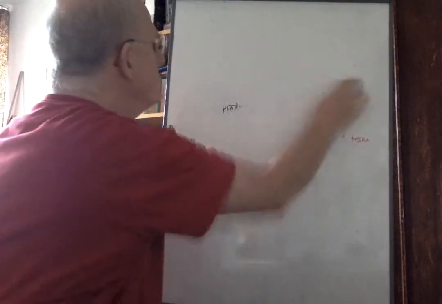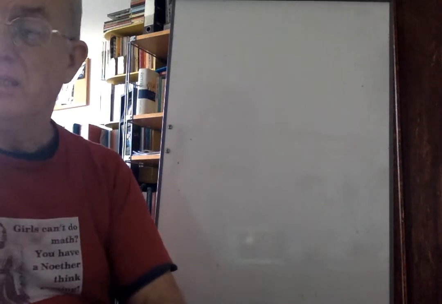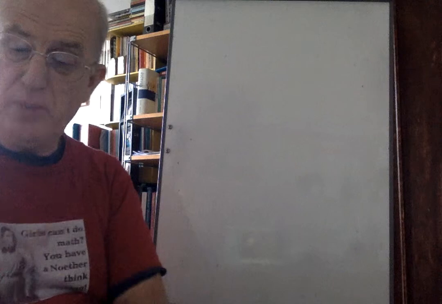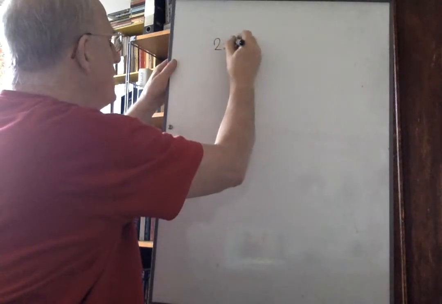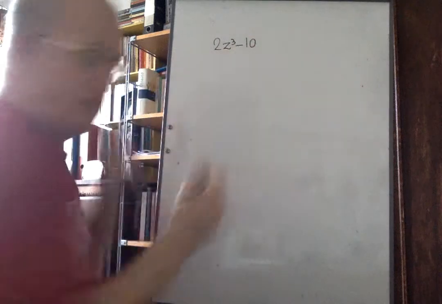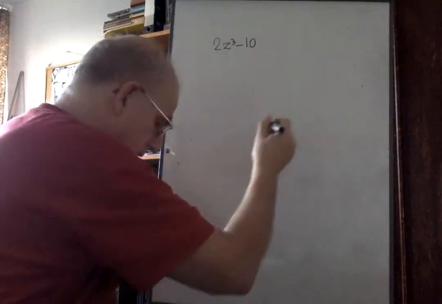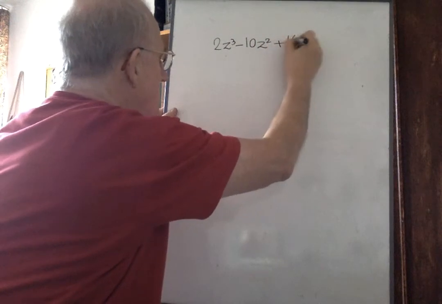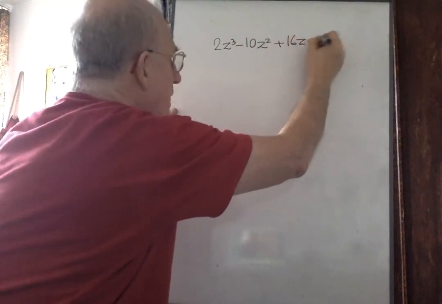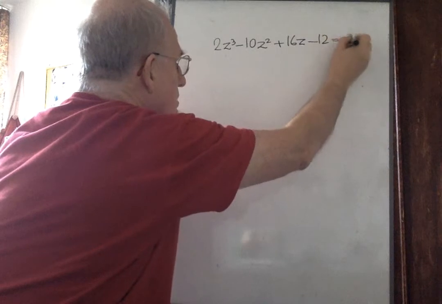So let's take a cubic equation. Here it is, 2z cubed minus 10z squared plus 16z minus 12 equals 0.